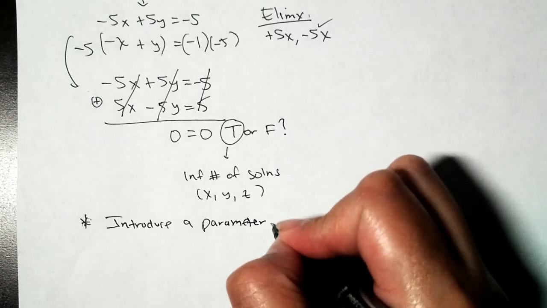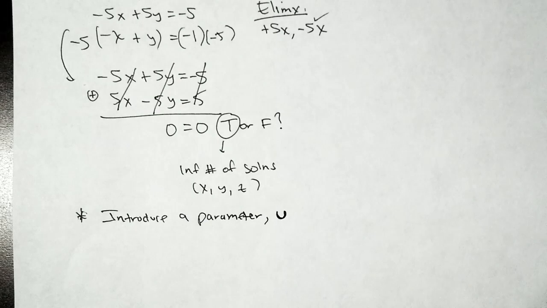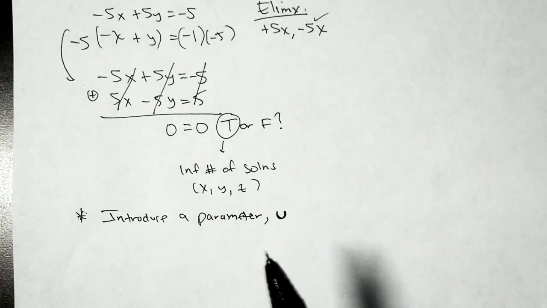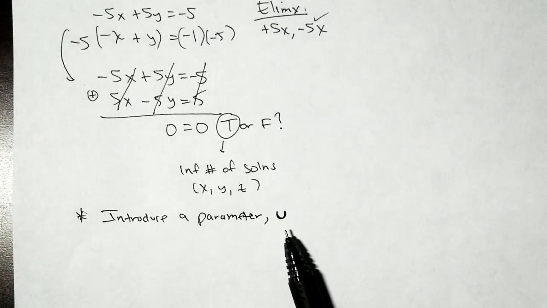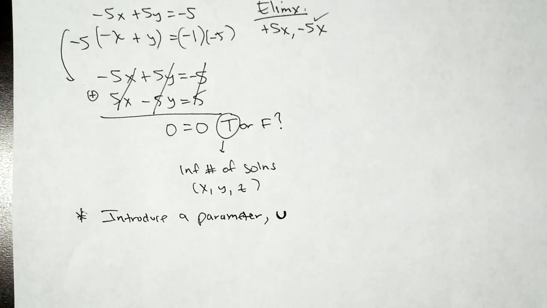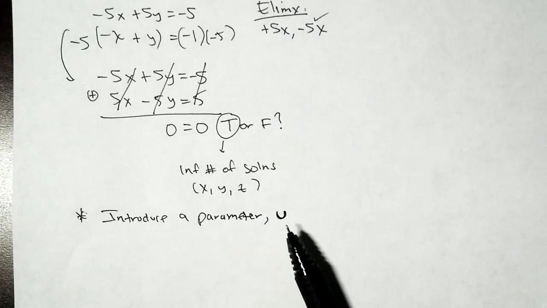You can pick any variable of your liking. I like to pick u because we don't see it that often. Some books pick r, some books pick s, some books pick v, but I like sticking with u. So in this case, we want to write x, y, and z in terms of this variable u.